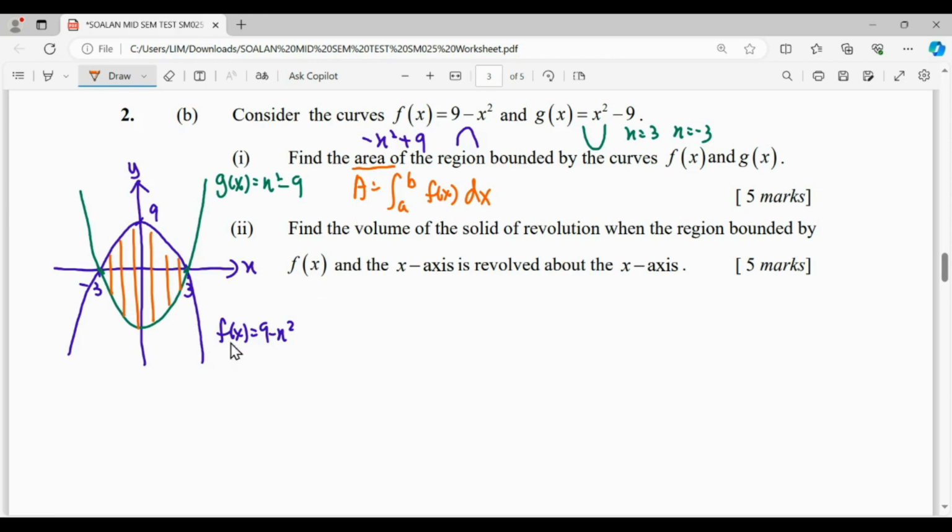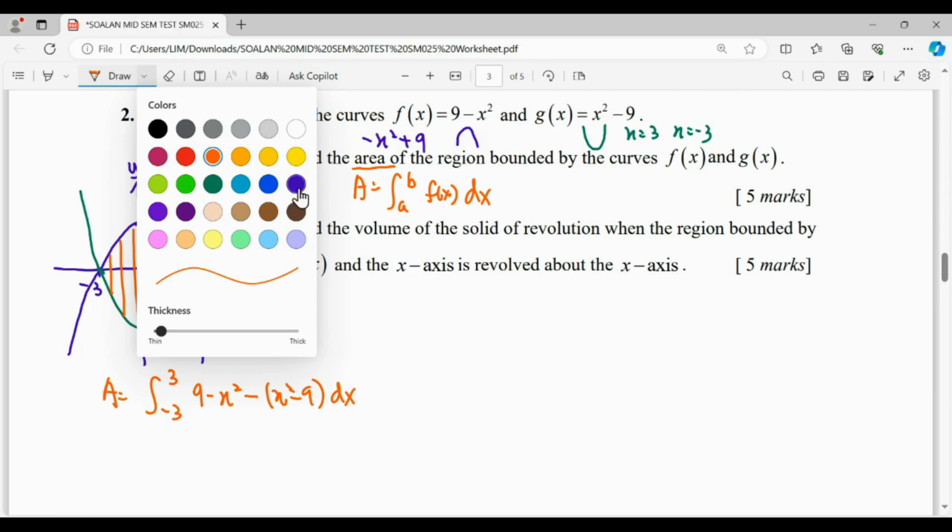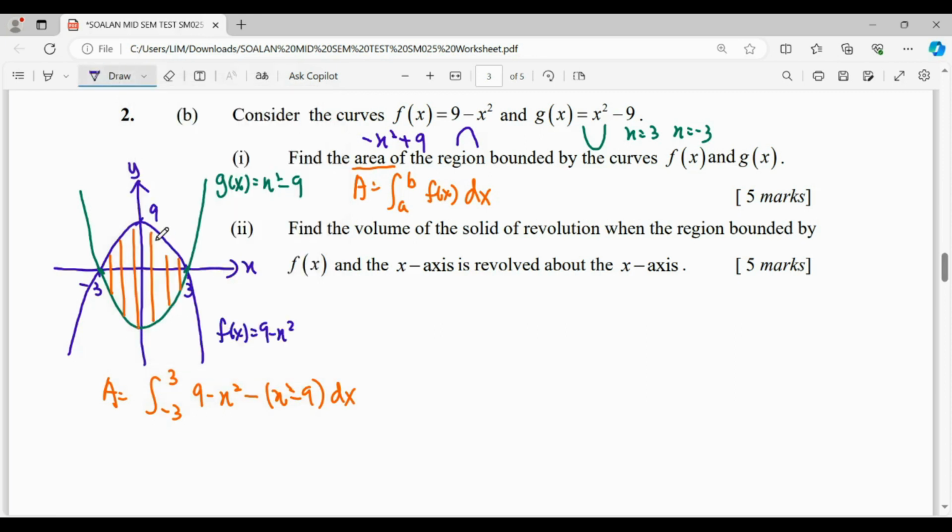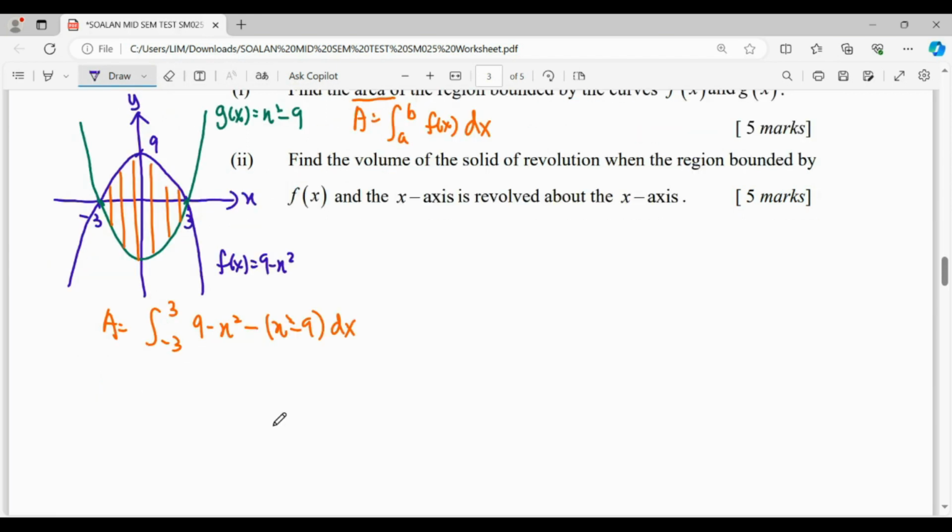Therefore, for the area formula, you will integrate from negative 3 to 3. Using the two-curve concept, the curve above, which is 9 minus x squared, minus the curve below it, which is x squared minus 9, and then integrate with respect to x, which means we are doing this area vertically. We can't do dy. As you can see, when you do it horizontally with dy, your curve touches back on the curve itself. So we can only do it by dx.